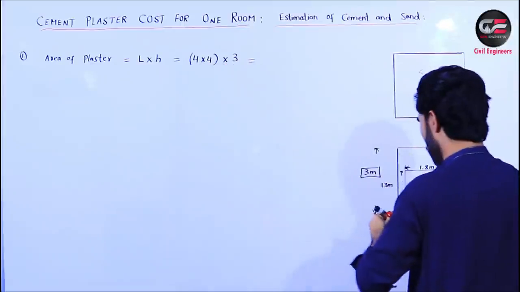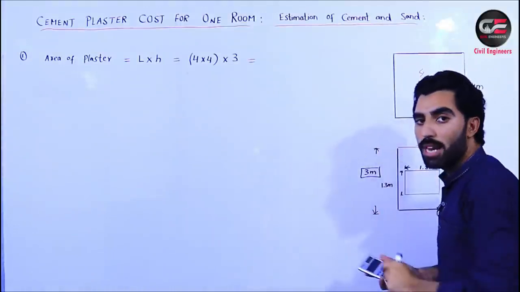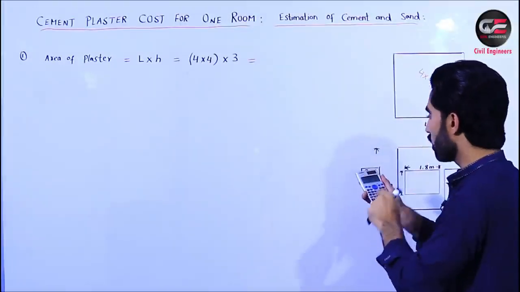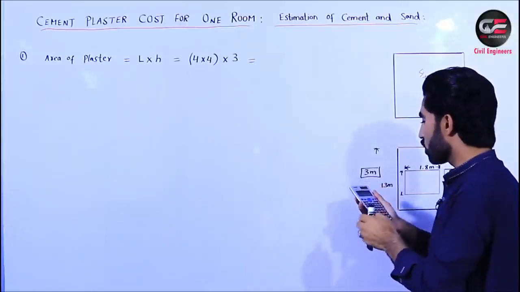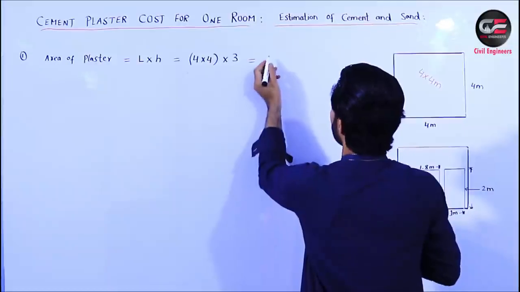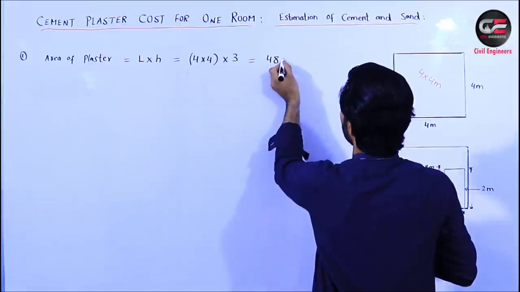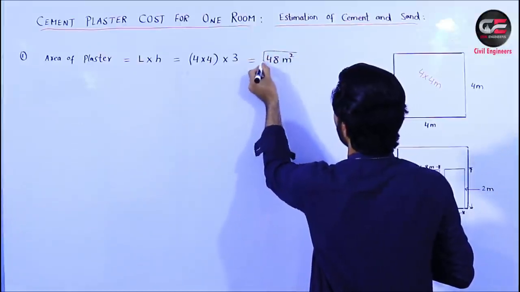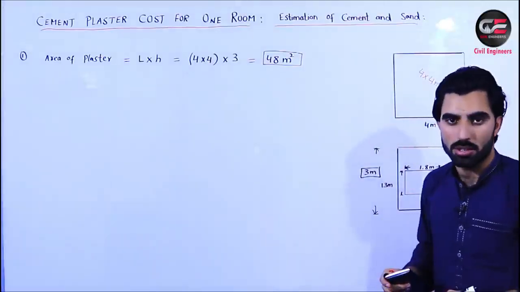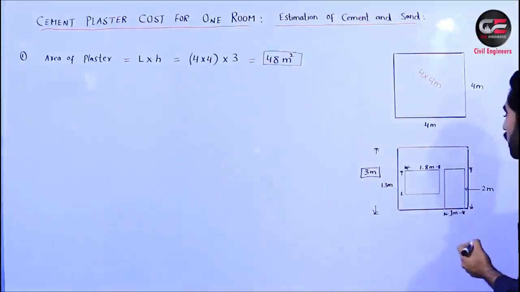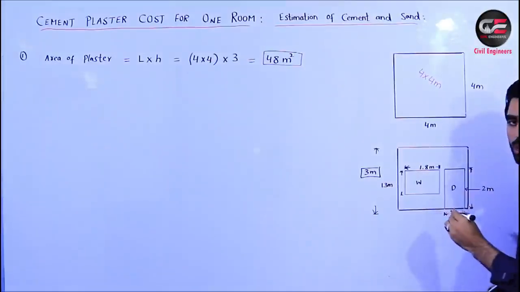So here the area of the plaster is 4 multiply 4, so it becomes 16 multiply 3. So this becomes 48 meter square. So guys, this is the area of plaster. Now you can see here we have deduction of door and window. This is the window and this is the door, right?